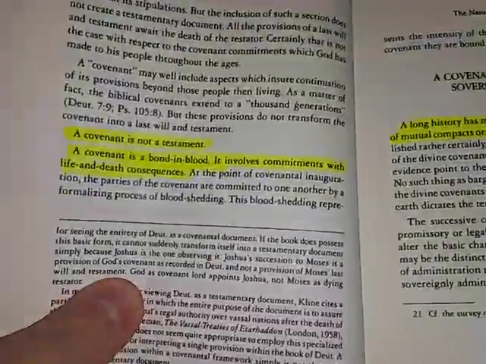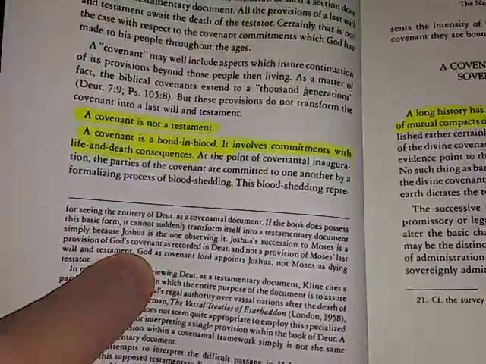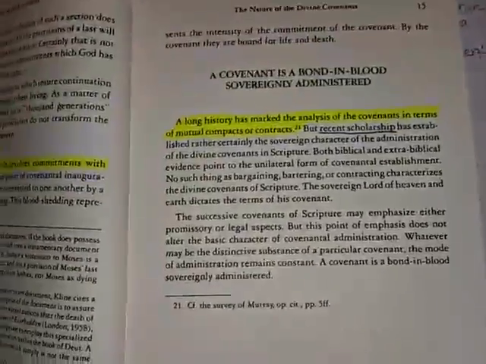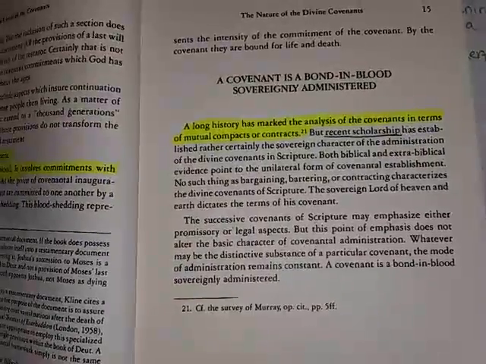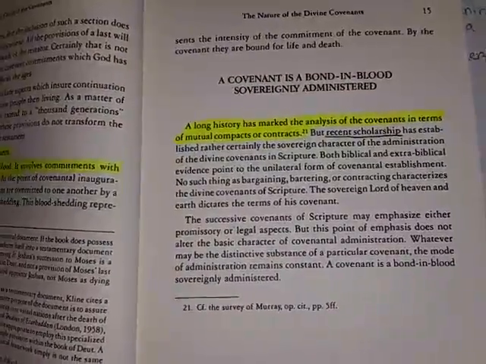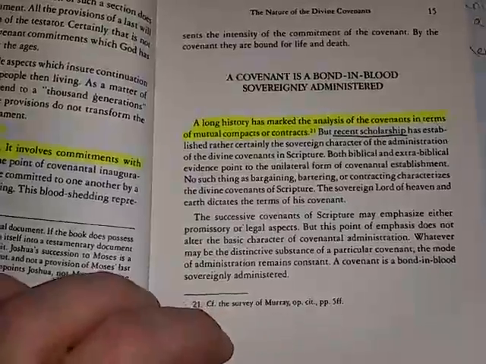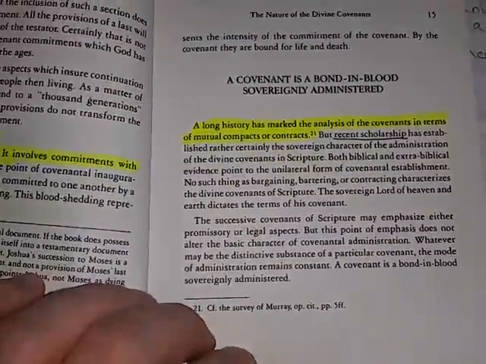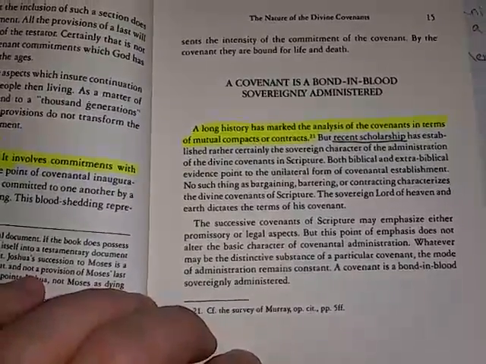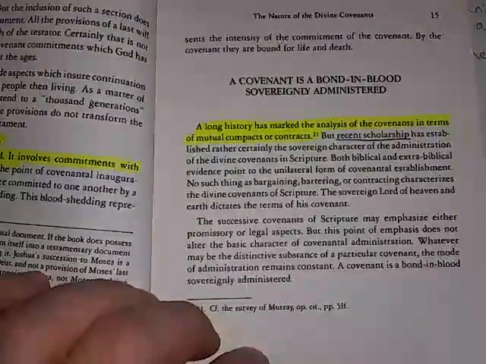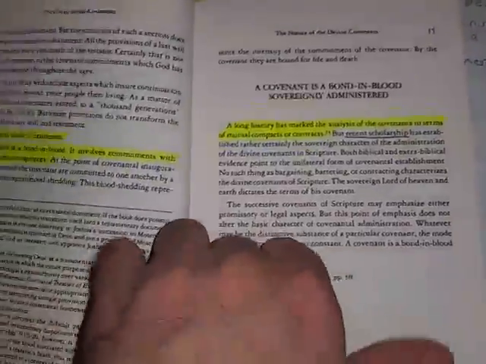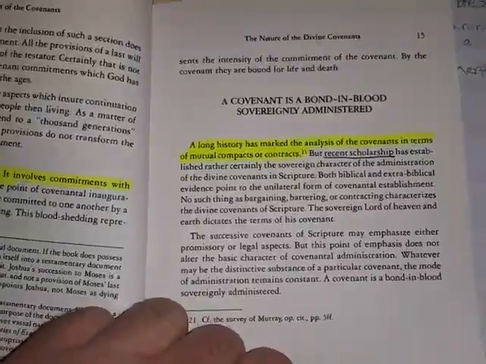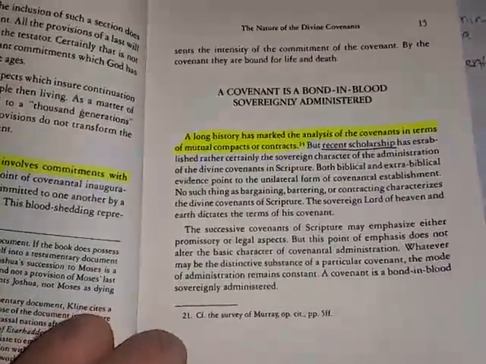Let me see what else he said. Covenant is not a testament. Covenant is a bond in blood. It involves commitments with life and death consequences. A long history has marked the analysis of the covenant in terms of mutual compacts or contracts. Recent scholarship. So basically he was saying that in history people viewed covenants as a contract, which kind of makes sense, but he sees it a little bit differently.